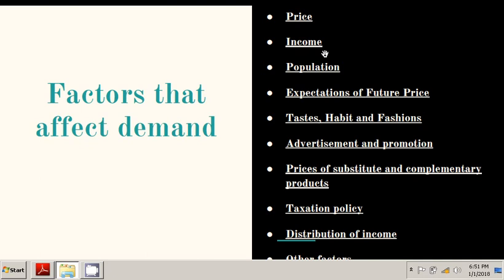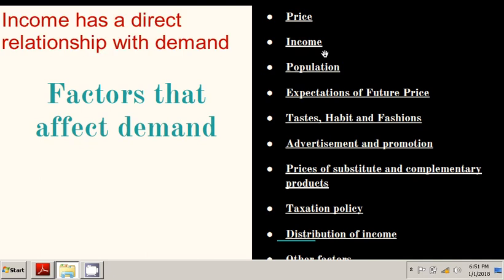Second factor that affects the demand is income. Demand also depends on income of individuals in the society. More the income, more will be the demand.